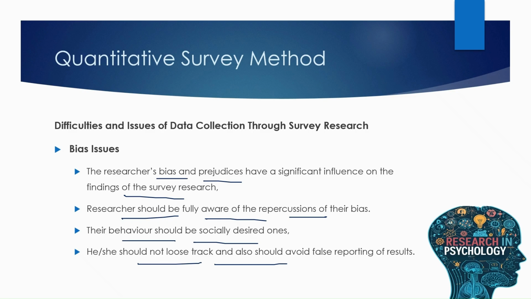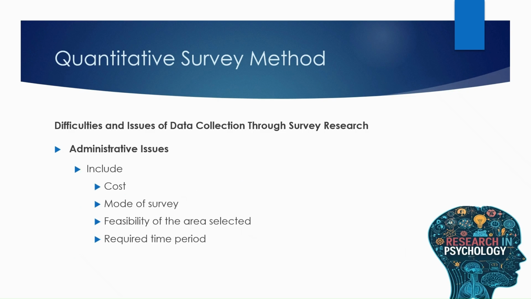So this is something that has to be taken care of, about the bias and the behavior of the researcher. And fourth and finally, we have the administrative issues.